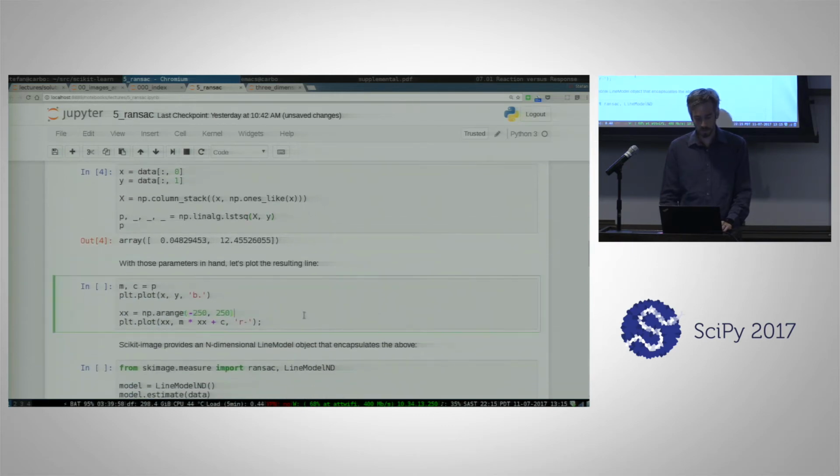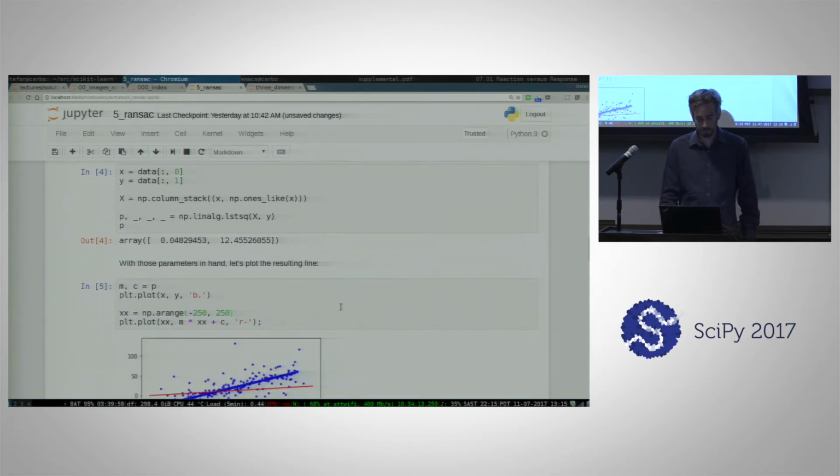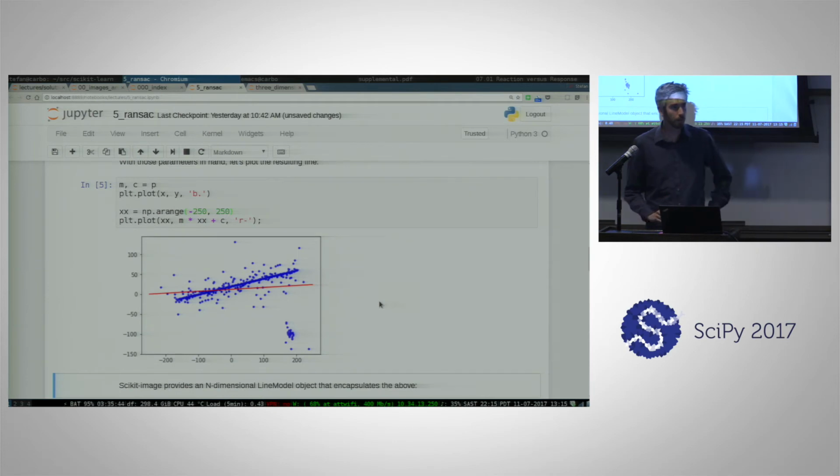With those parameters, we then plot the line, and look what we see. This is not surprising at all, right? Because what happens here is that we try to fit a straight line, and most of the data is in that big cloud.